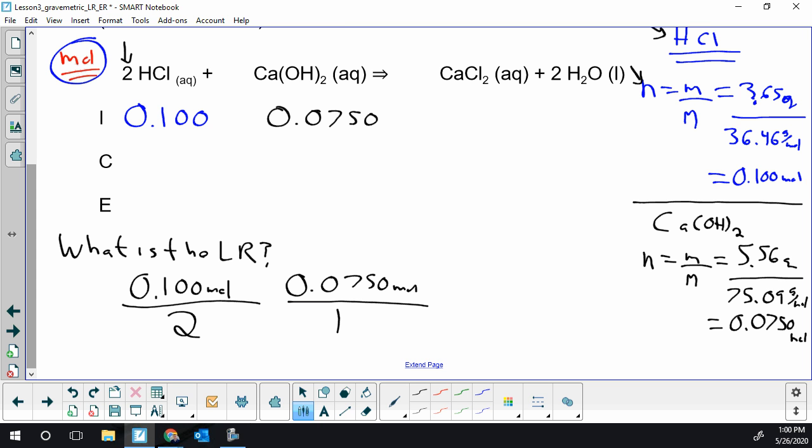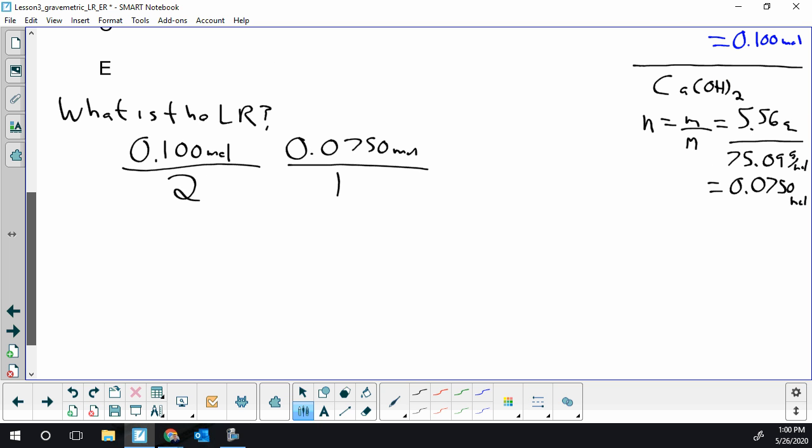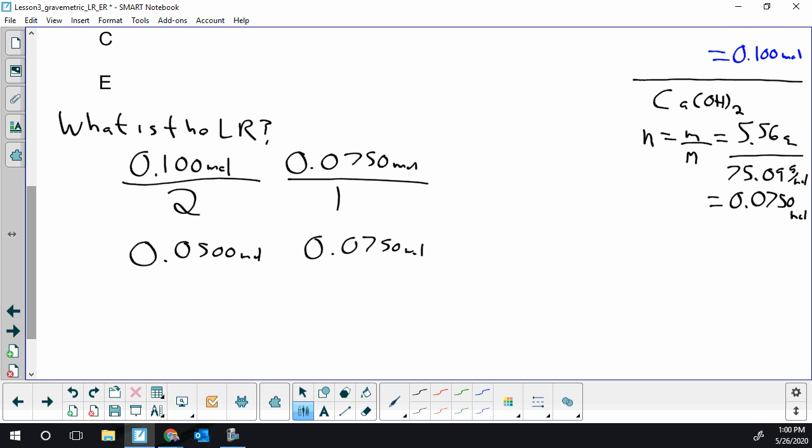And now whatever ratio is smaller is the limiting reagent when I factor in the speed of it reacting, or the ratio. So we get 0.0500 moles per 1 unit reacting versus 0.75. Okay. And now the lower one is the limiting reagent. When I factor in the fact that HCl reacts twice as fast, it only has the equivalent of less moles to react away.